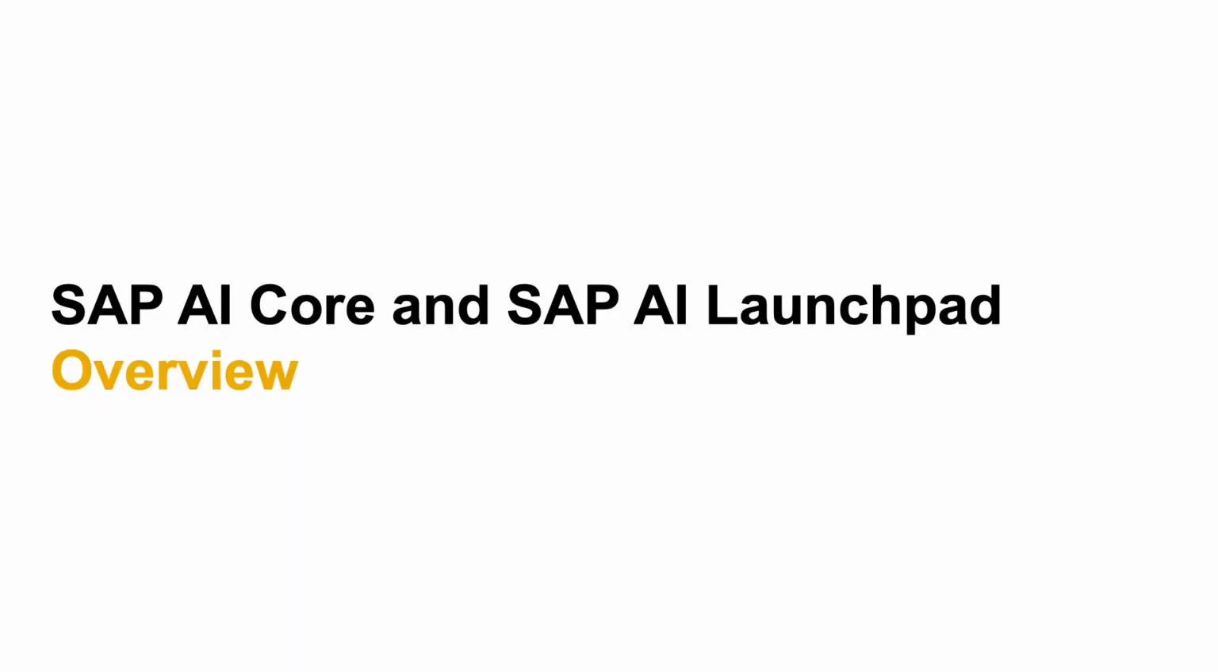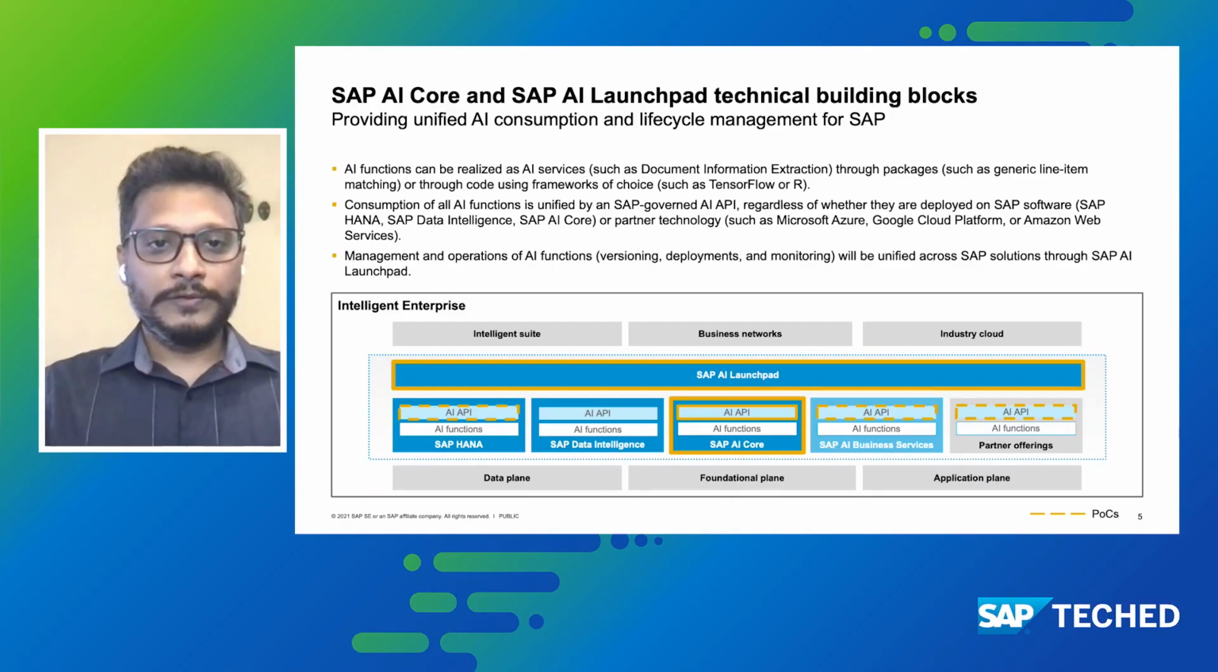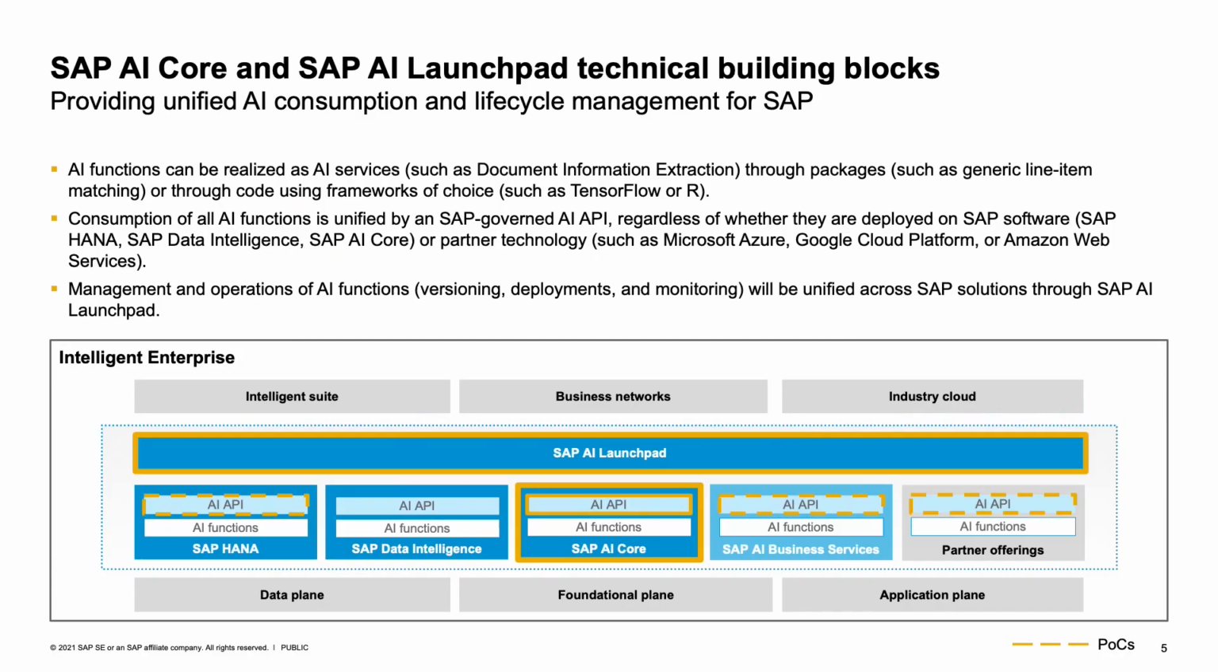Let's look at the overview of SAP AI Core and Launchpad. In the overview, let's start with the technical building blocks of SAP AI Core and Launchpad. AI functions can be realized as AI services, and consumption of these services is unified by the SAP governed AI API, regardless of whether they are deployed on SAP HANA, SAP Data Intelligence, or SAP AI Core.